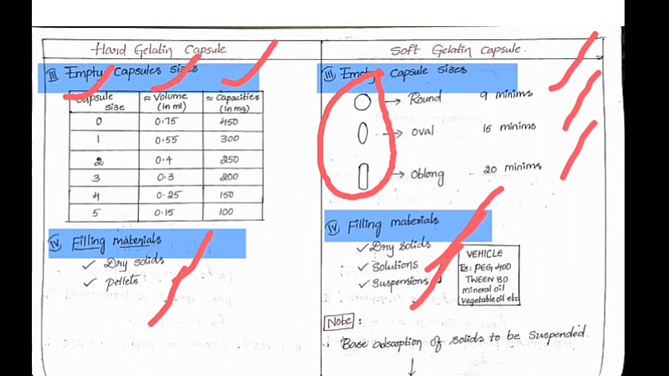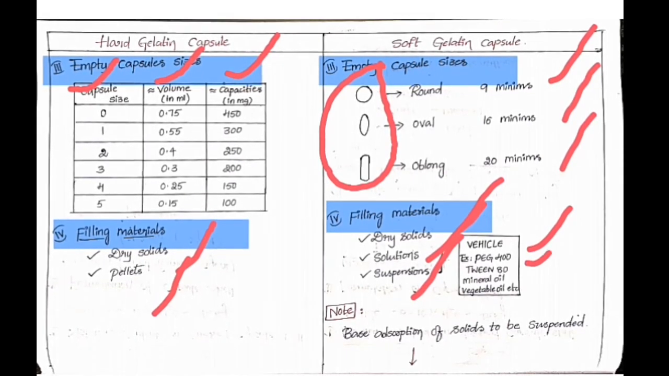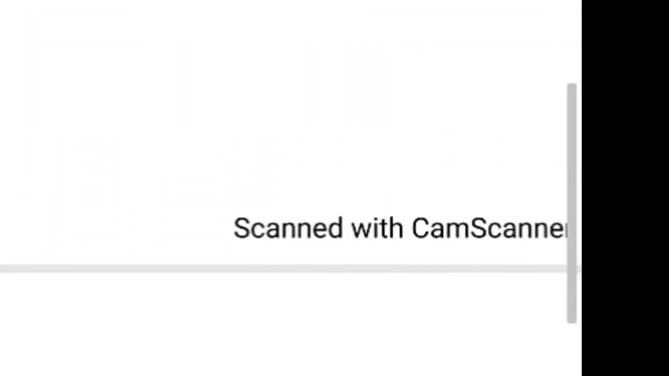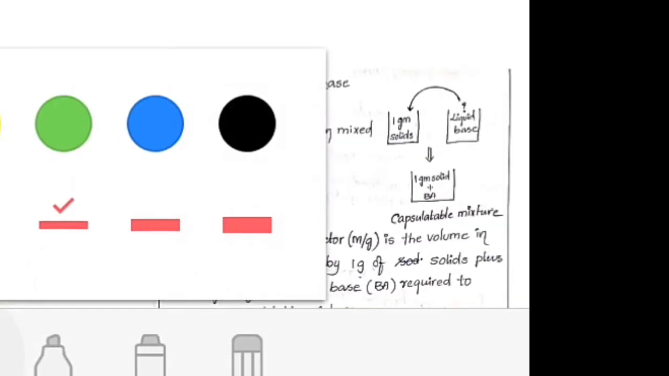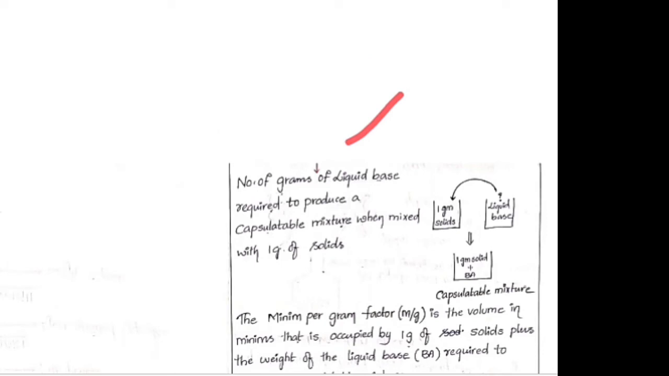The vehicles used in the solutions and suspensions are polyethylene glycol 400, Tween 80, mineral oil, vegetable oil, etc. And remember here, there are two important properties for gelatin capsule filling. One is base adsorption of the solids, or we can say base adsorption value, and another one is minimum per gram factor. Base adsorption value is defined as the number of grams of liquid base required to produce a capsulable mixture when mixed with 1 gram of solid.